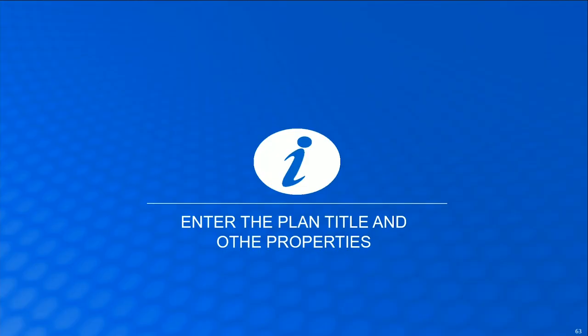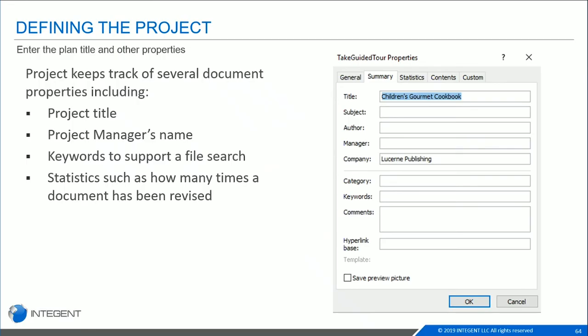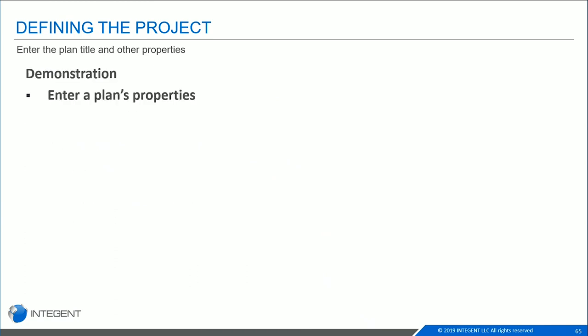You can also enter other information about your project. You can enter in a title, have other properties by going into one of the Backstage features there. It will keep track of several of the properties for you. And you can put in the title, which is when you save your plan, it'll give it that. You can give it a different title, the project manager's name, keywords if you need to search for it. You do also have the option for statistics, so you can see how many times it's been revised right there in the Backstage. I'll show you how to get there.